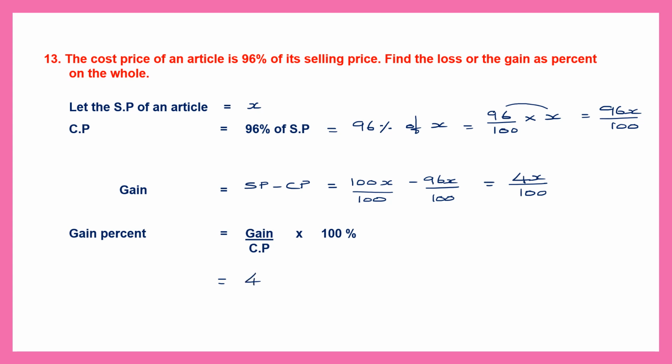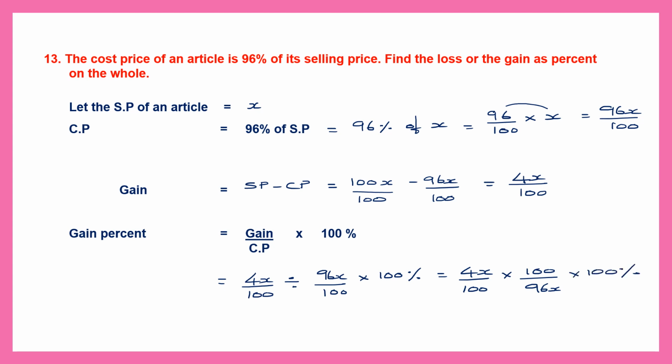So gain is 4x by 100 divided by, let's put division this way, divided by cost price. And what is cost price? We have found it to be 96x by 100. So let's write that: 96x by 100 into 100%. So this will be 4x by 100. Division becomes multiplication. Reciprocal, 100 by 96x, into 100%.